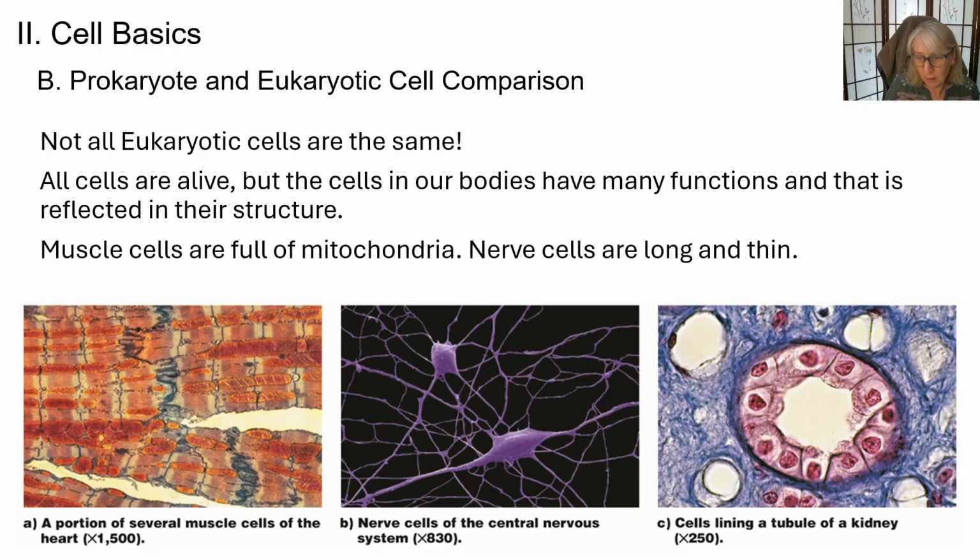This far right one here is a lining of a tube inside of your kidney. We'll look at that very soon, actually. These are specializing in moving things from inside to outside of the kidney. Their shape is very different. Their structure on a cellular level is very different because they have a different kind of job.